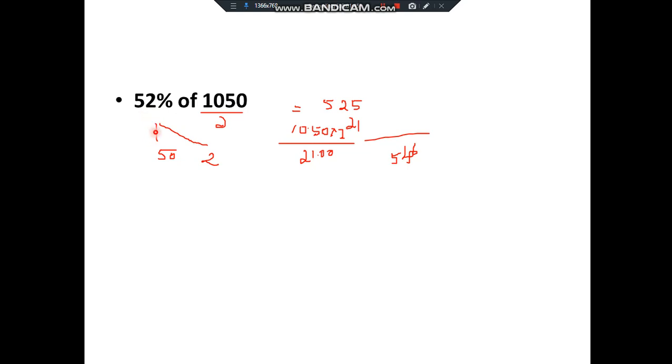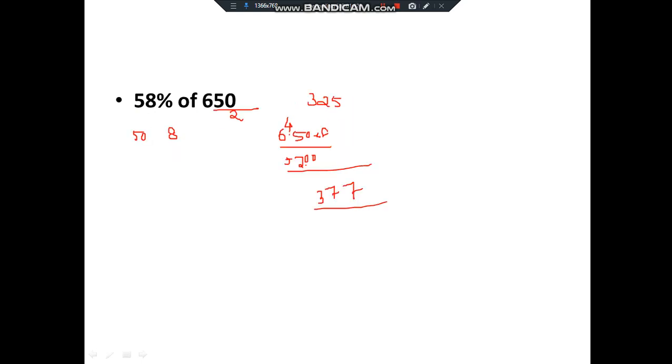Okay. Next question, 52 percentage of 1050. This you can use any method and solve. You solve by yourself and find the answer. I have given the answer here. Similarly, 58 percentage of 650.